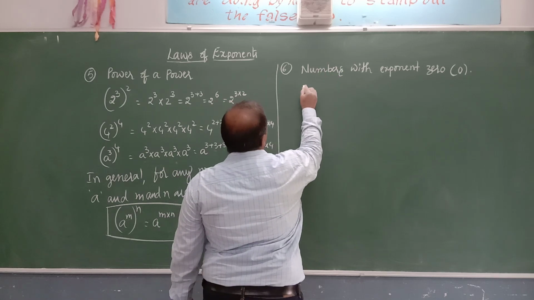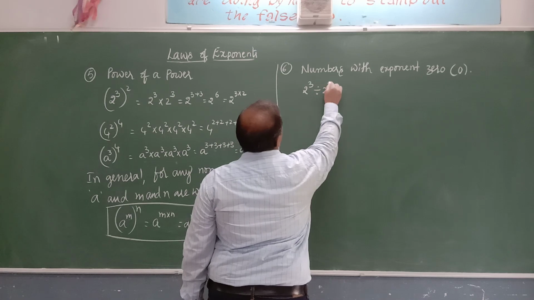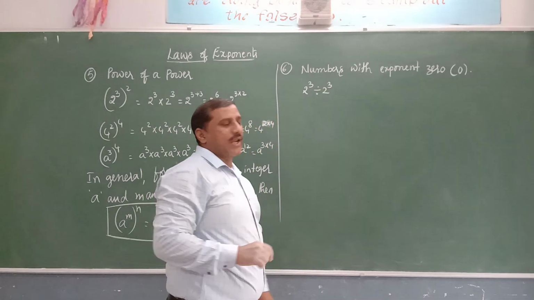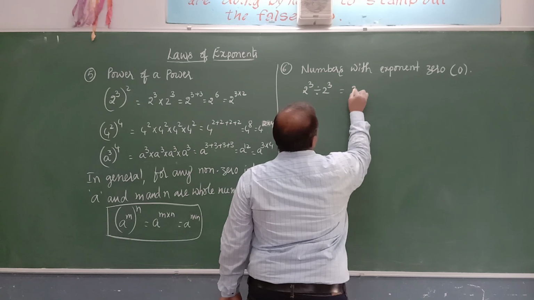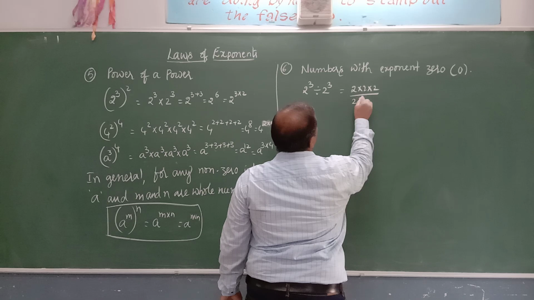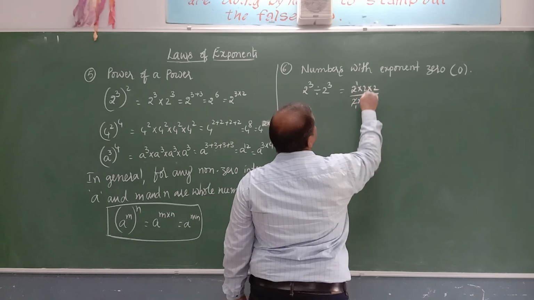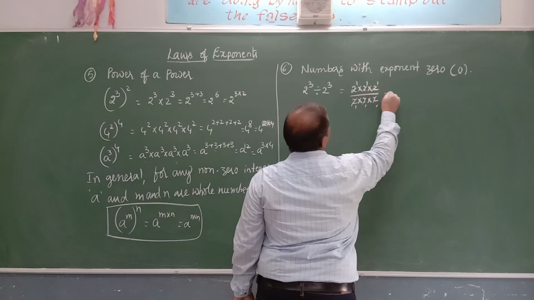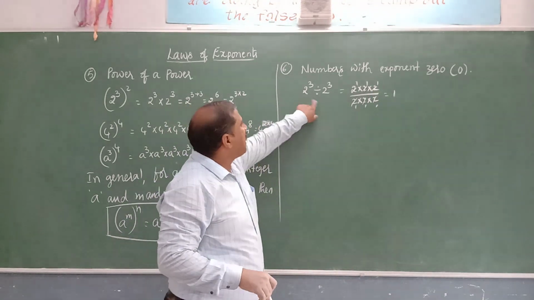Now you see, we take 2 cube divided by 2 cube. What we get? That is 2 into 2 into 2 divided by 2 into 2 into 2. So what we get? The 2s cancel, and we got 1.